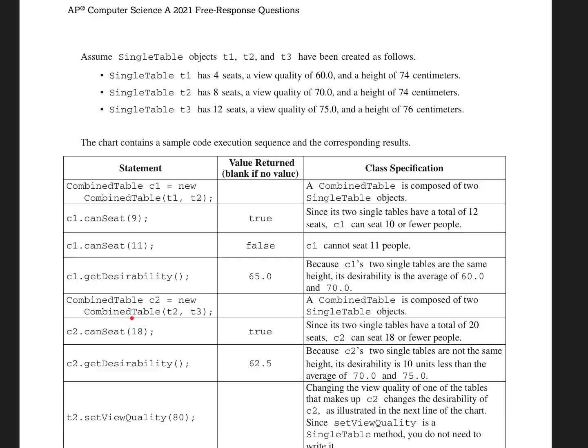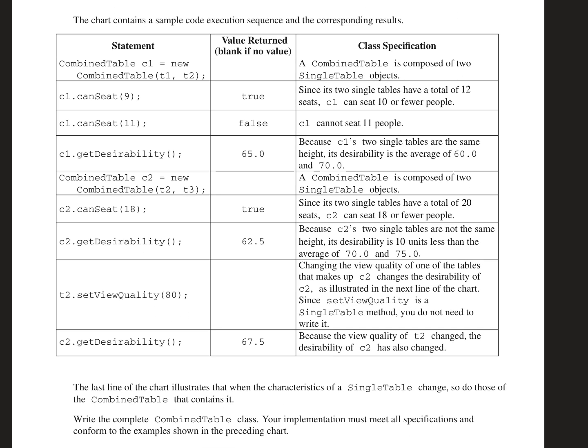Here's a new combined table. It's combining table 2 and table 3. So can we seat 18? So we're combining table 2 and table 3. So there's 20 minus 2, so 18. So yes. Get desirability. So here notice that our heights are not the same. So we average these values and then subtract 10. And T2 dot set desirability changes the view quality of one of the tables.